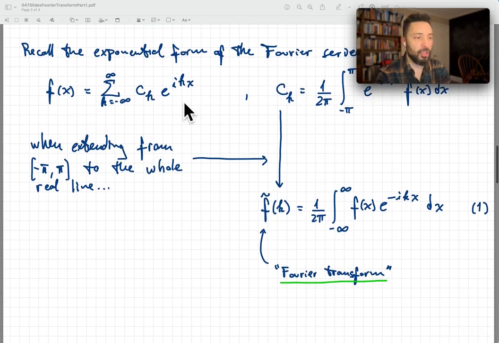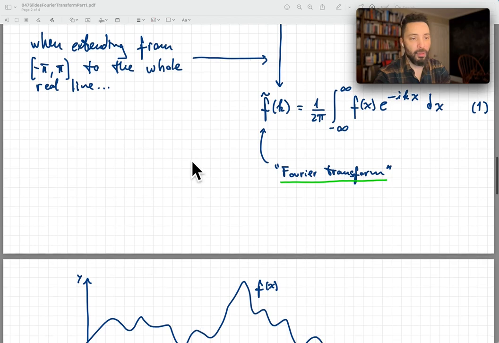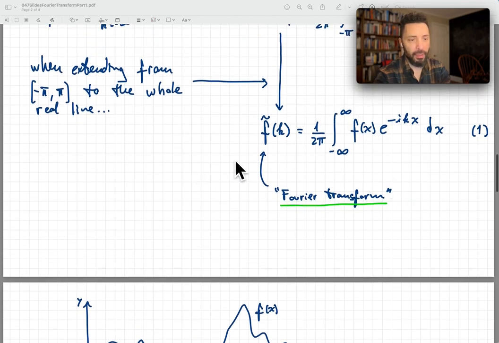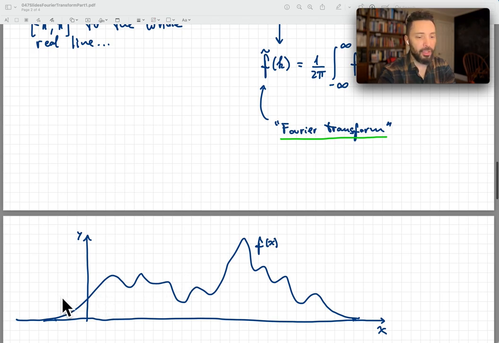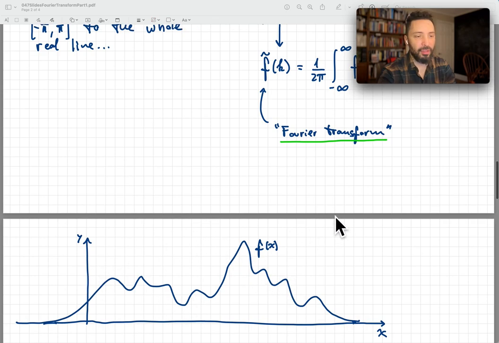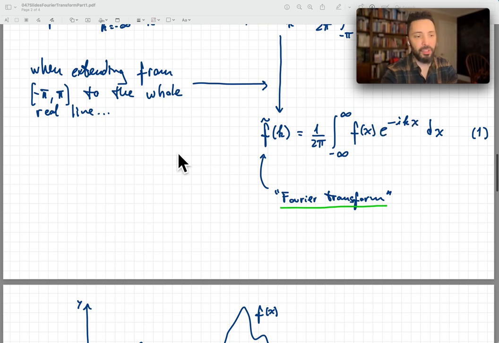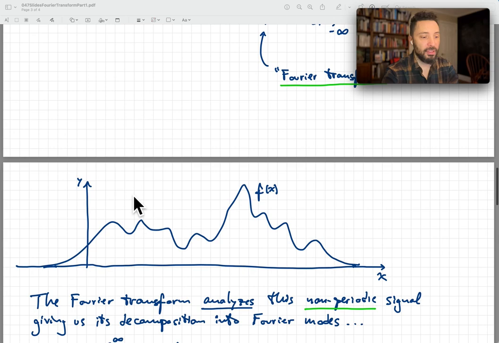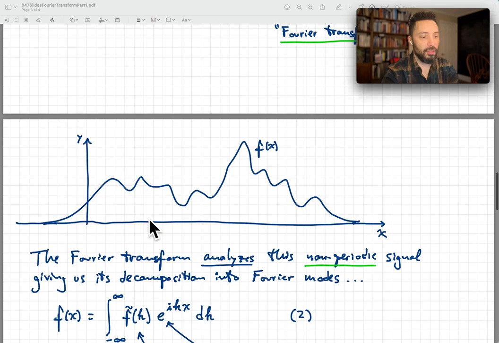And we're yet to talk about what happens on this side. So this is the generalization of c sub k. So what about the generalization of what's on the left-hand side? Well, we'll see that in a minute. What we're doing here is asking for an integral over this whole function, which may have some weird profile that's not necessarily periodic in any way, and goes from minus infinity to infinity, with peaks and valleys and so on. And so we're asked to do this integral from minus infinity to infinity together with this complex exponential factor. And what that accomplishes is that it analyzes our non-periodic signal, this weird shape, giving us its decomposition into Fourier modes.